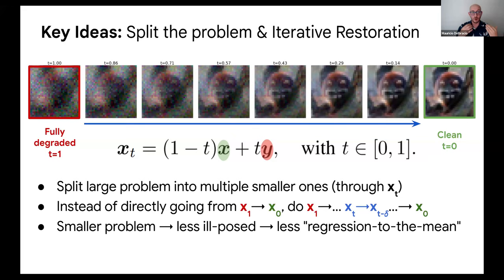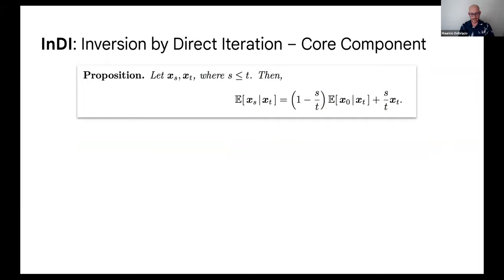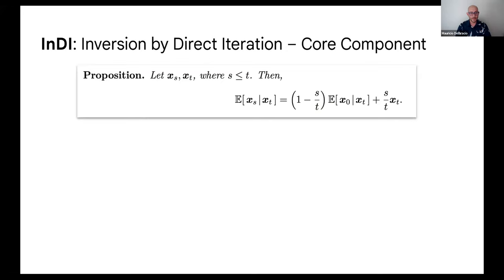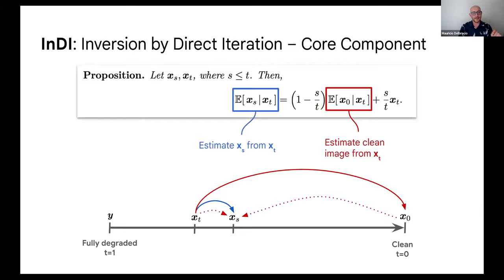So in order to have an iterative procedure, we need a way of creating this iterative estimation. So how do we do this? Well, we do this based on this very simple proposition, right, that I'm going to explain in a second. And this proposition is actually a straightforward consequence of our initial model, this convex combination of the low quality and high quality target. And what it says is that imagine that you want to create an estimate of the image degraded at time S, given that you know the estimate at time T, where T is closer to 1, so you want to move from 1 to 0, right? You want to improve the image.